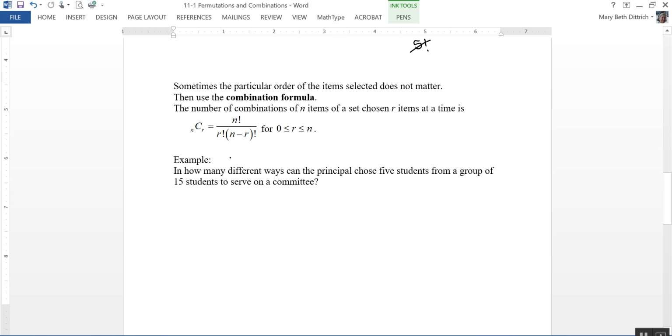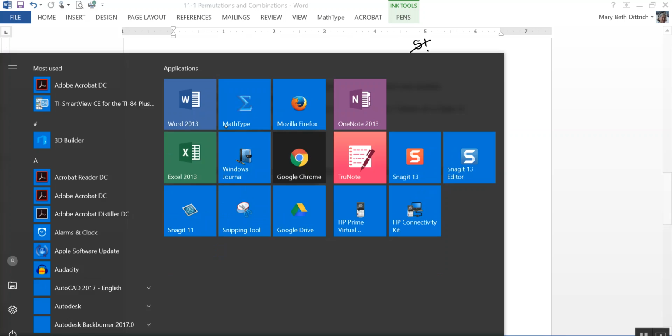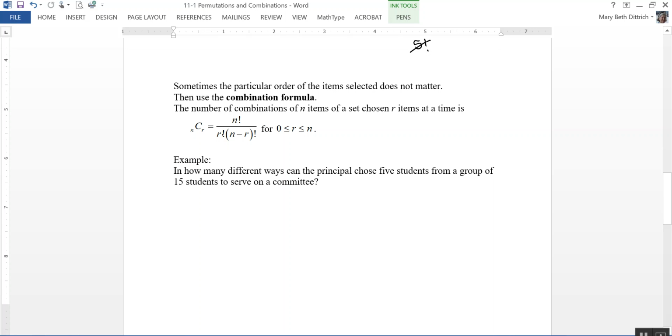Notice this is very similar to the permutation formula, but it adds this r factorial here at the bottom. And again, n has to be greater than r.